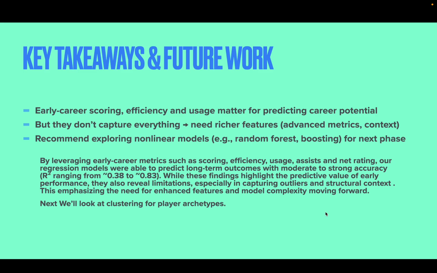But by leveraging early career metrics such as scoring, efficiency, usage, assists, net rating, etc., the regression models were able to predict long-term outcomes with moderate to strong accuracy, ranging from R-squared of 0.38 to 0.83. These findings do highlight the predictive value of early performance, but they also reveal limitations, especially in capturing outliers and structural context. This emphasizes the need to enhance features and model complexity moving forward. From here, we're going to look at clustering for player archetypes.